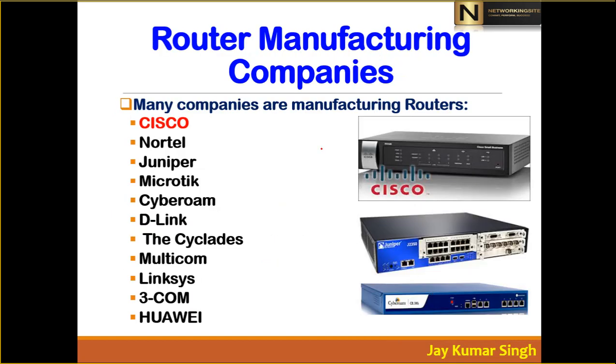Now you will ask how many router manufacturing companies there are. You can find multiple companies who manufacture routers, like Juniper, Mikrotik, Cyberhome, D-Link, and Huawei also, but Cisco is the leading company. You will find Cisco everywhere. Cisco is the main one. So if you know Cisco routing and Cisco networking, then you can easily work on these other companies' routers also.